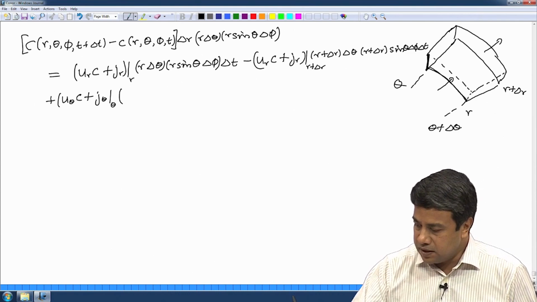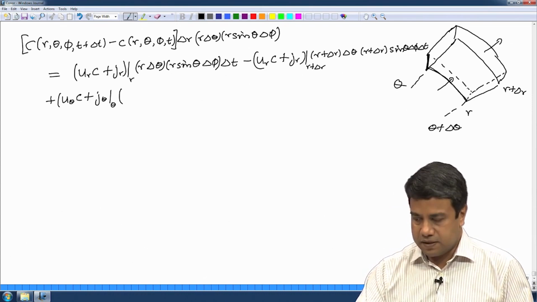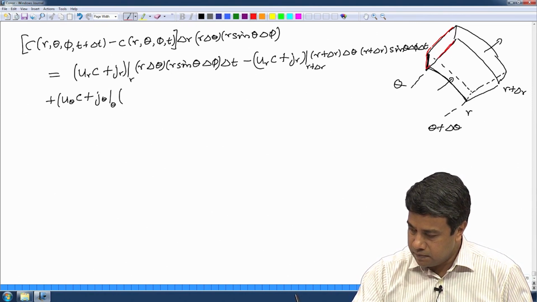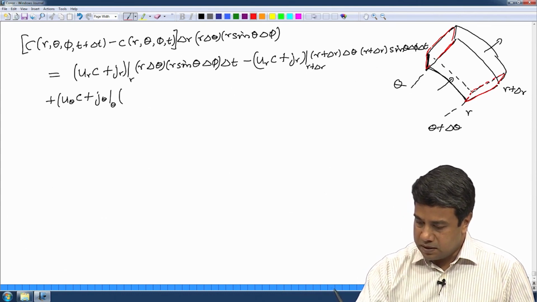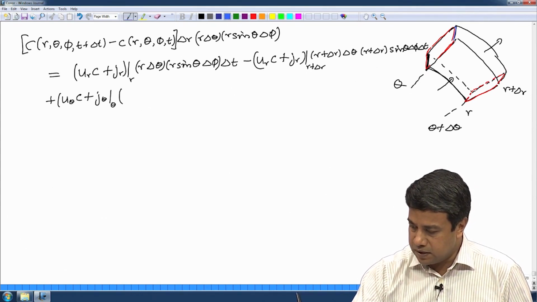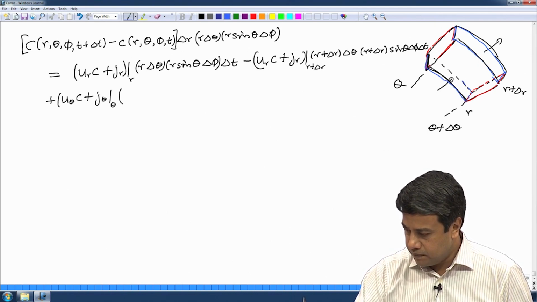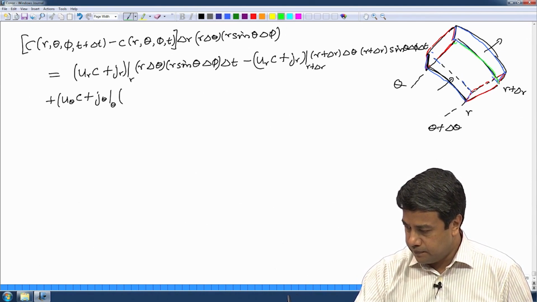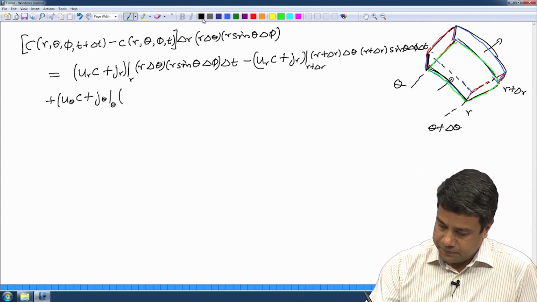Surface area perpendicular to the theta direction, that is the left and the right faces here, okay. Note that the faces that were perpendicular to the theta direction were these two. The surfaces that were perpendicular to the r direction were these two, and the phi direction were the front and the rear faces, okay.